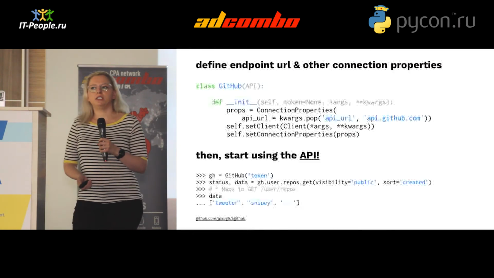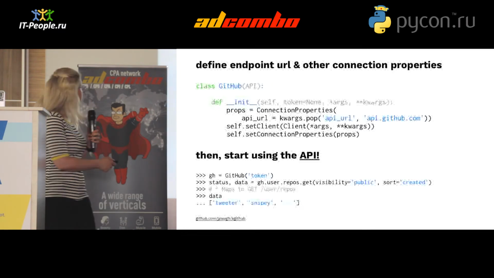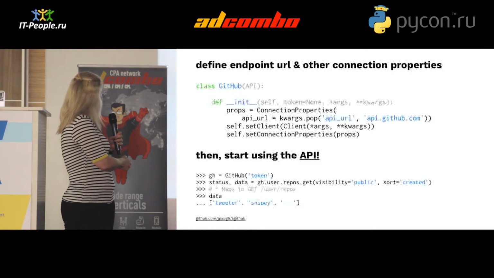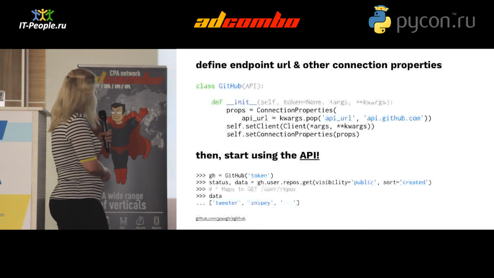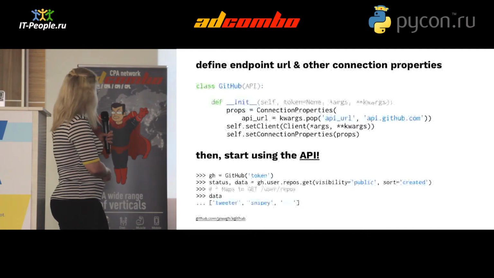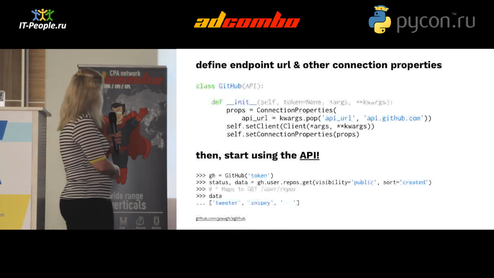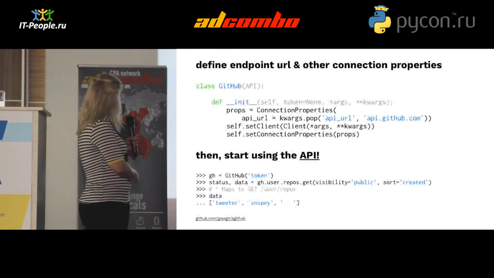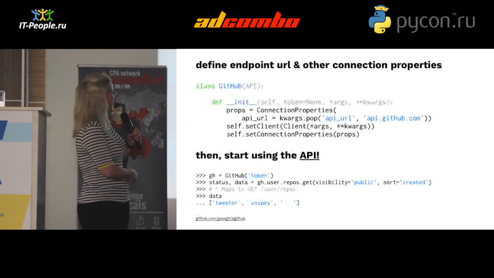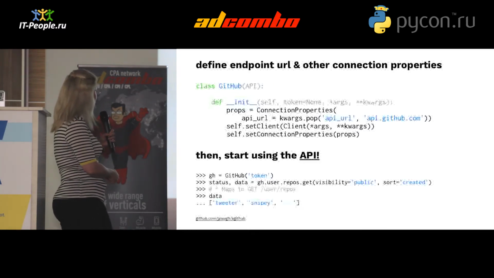So how do we use it? We define the endpoint and our other connection properties here. We pass in a token. This is the URL for our API. And then we can just start using the API. So we instantiate GitHub here, and all of the methods return the HTTP status and the data. And we could just do gh, which is the GitHub API, .user.repos.get, and pass in visibility public and sort created as attributes. And this automatically maps to /user/repos in the API.